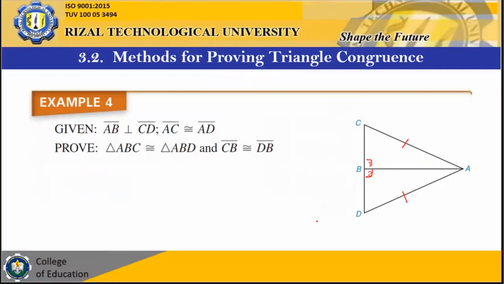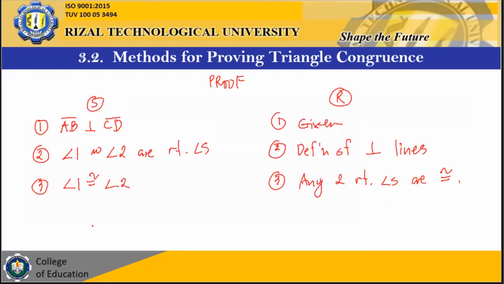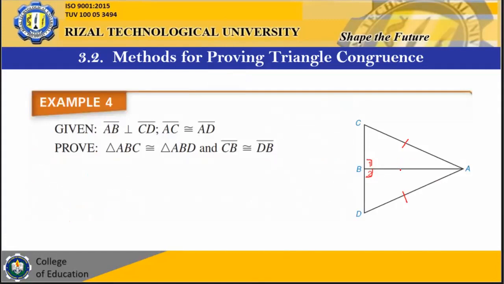What's next? Based on the given figure, what information can you get? What about the others? Sige, Shecky. Segment AB is congruent to segment AB. Okay, segment AB is congruent to segment AB. Why, Shecky? Reflexive property of congruency, RPC po. That's correct. Okay, number 4, RPC. We have already shown that these are true. Congruent na siya.